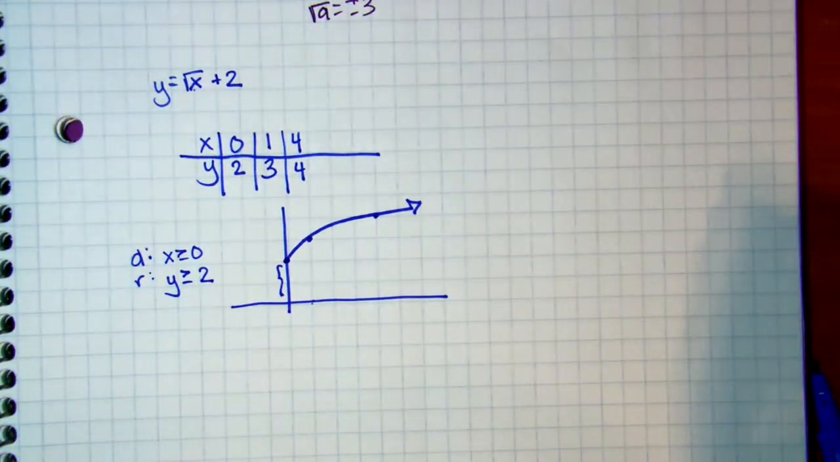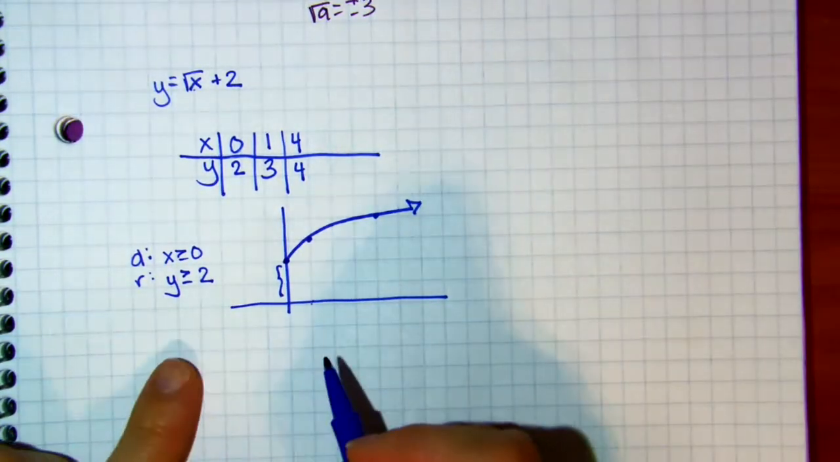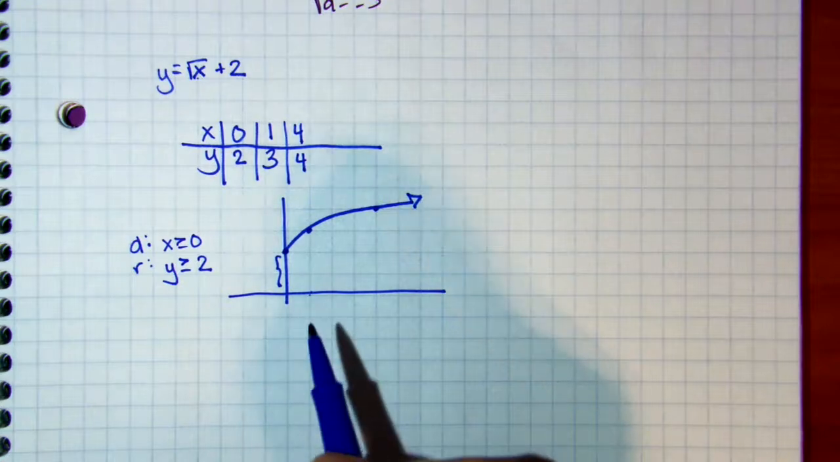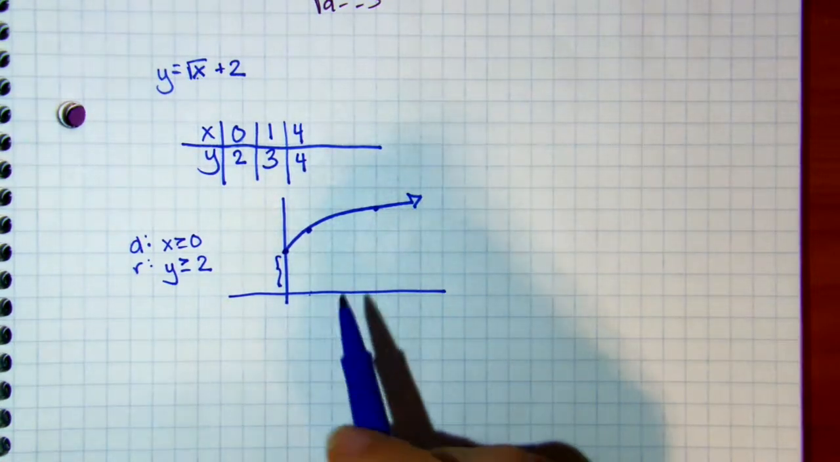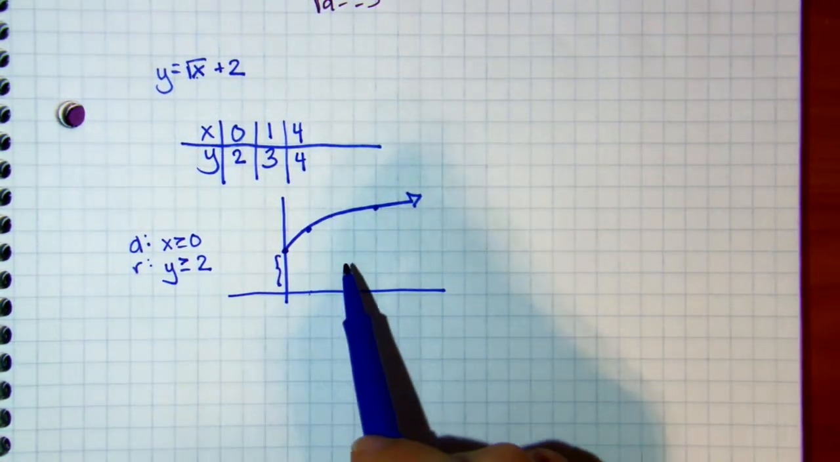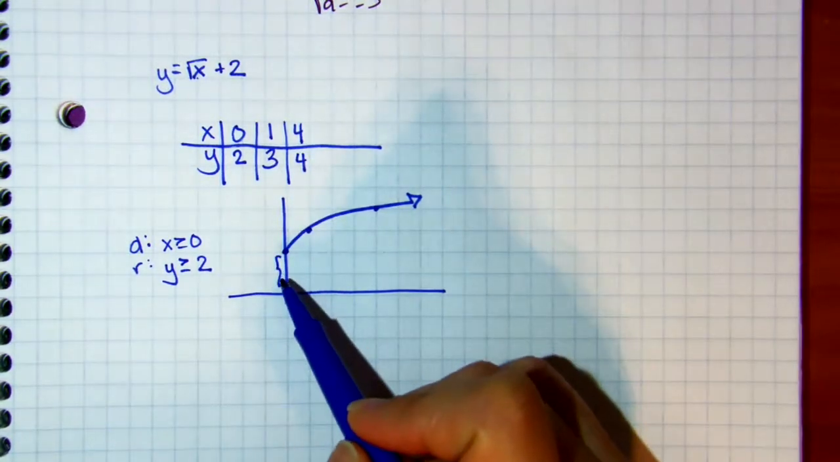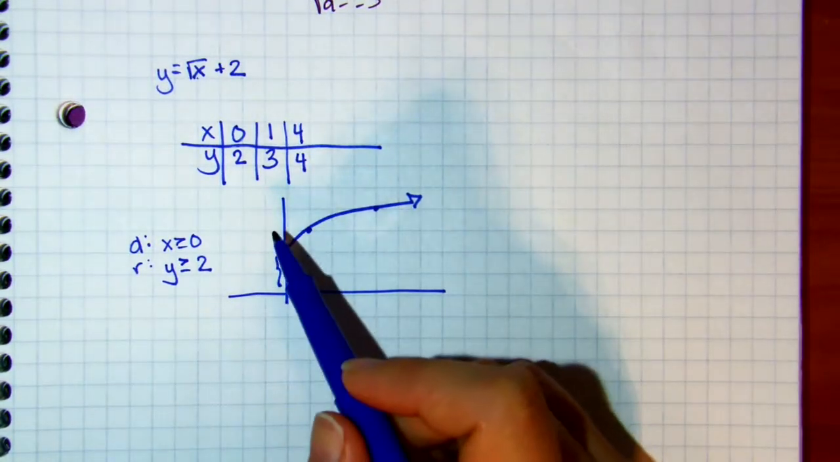And then remember previously when we've done graphing, you've been asked to compare it to the parent function, or compare it to the function of y equals square root of x. So in this case, we would say it's a vertical translation up 2 units.